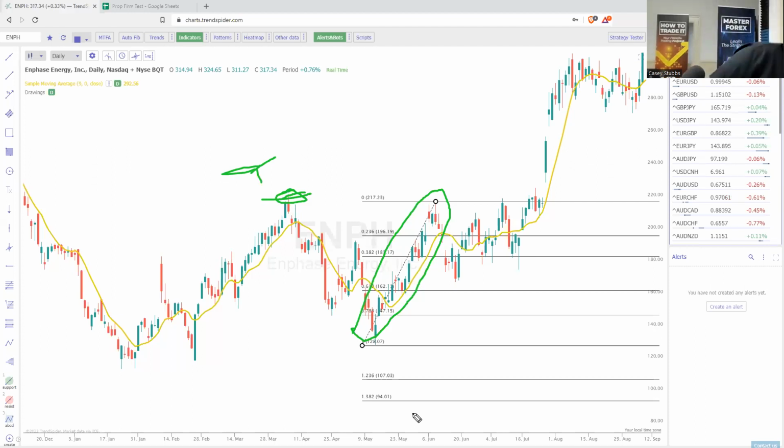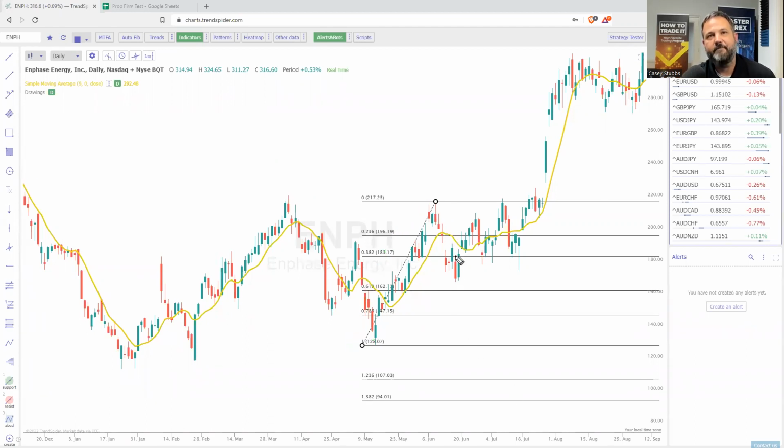Now, we are starting to make higher lows though. See that? It's making higher lows, so it could be starting to change, and we know that later on it does. But I'm just going to continue to work on this.